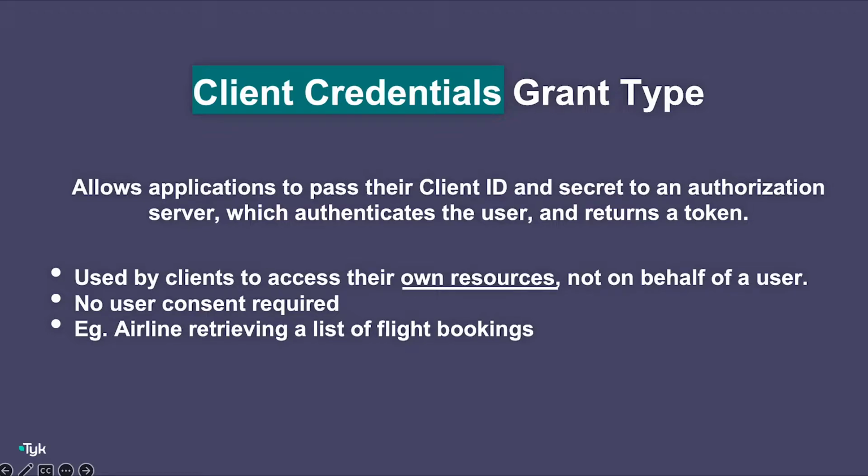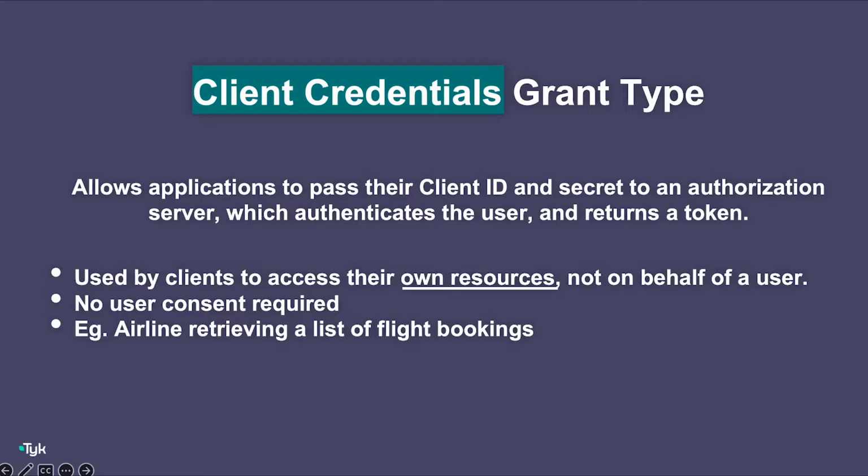Now, with that being said, this grant type is one of the more straightforward ones. It's typically used in a use case where the protected resource that's being accessed is not owned by the user. Instead, the client is accessing their own resources. So, there's absolutely no user consent required here, unlike the example in the last video, where we briefly looked at the authorization code example.